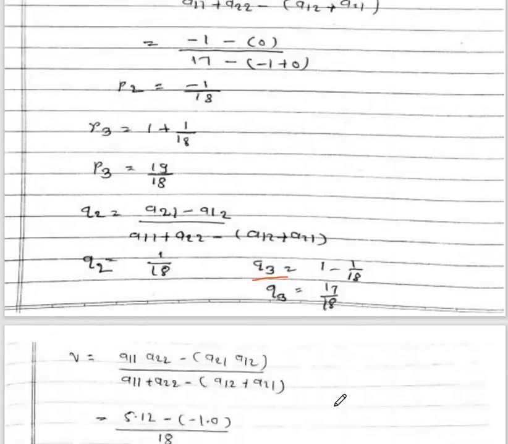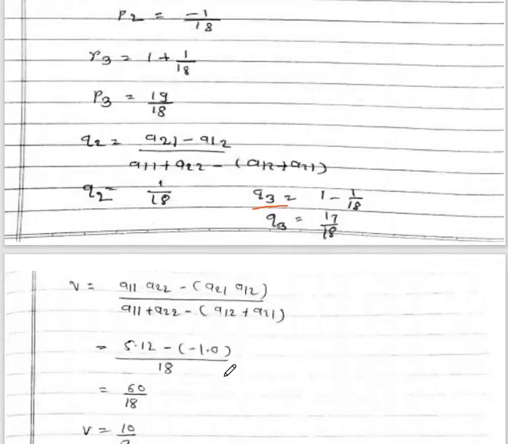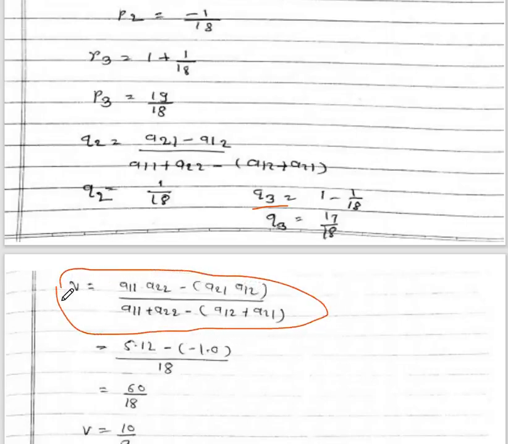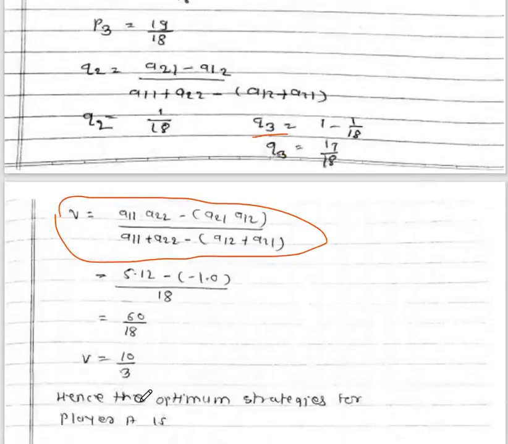Then finally we will find the value of the game V, which is given by this formula. V equals A11 into A22 minus A21 into A12 divided by A11 plus A22 minus A12 plus A21. Putting all the values from the given payoff matrix and solving, we get V equal to 10 by 3. So this is the value of the game for the given payoff matrix.